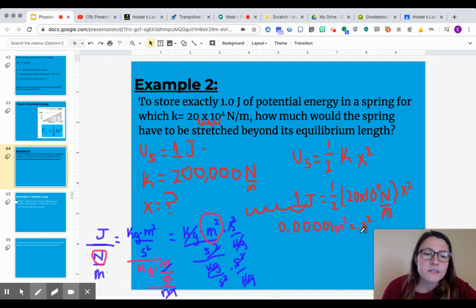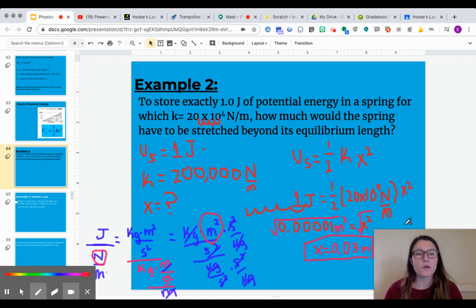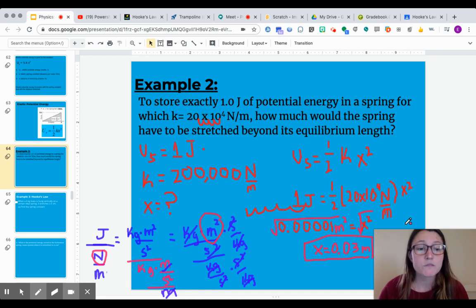To find that position, we need to get x by itself by taking the square root of both sides. We find that that position is 0.03 meters. So very small. I want you to think about why that makes sense. So why does that solution make sense? Or does it make sense?